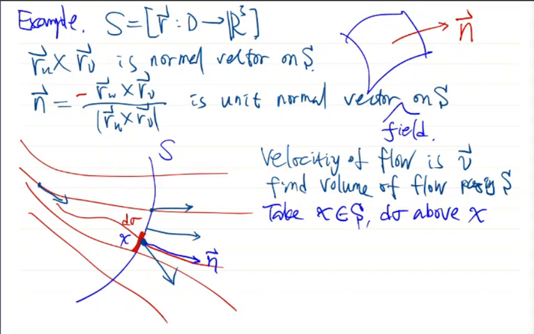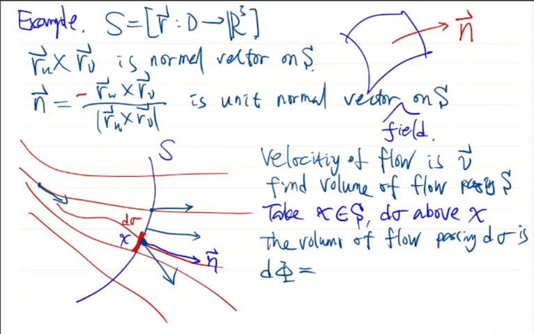Then we declare that the volume of flow passing d sigma per second is dV equal to the inner product of v, the velocity, and n, multiplying d sigma, the measure of the surface element or the area of the surface. So this is the crucial point.